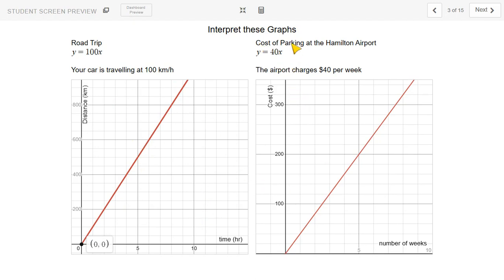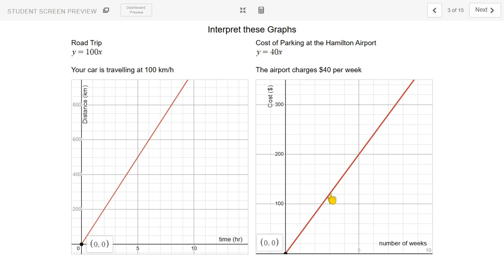The cost of parking at the Hamilton Airport. It costs $40 a week to park at the airport. Of course, if you've parked for 0 weeks, you are paying $0. After a week, you are paying $40. If you park there for 2 weeks, we have an $80 bill.